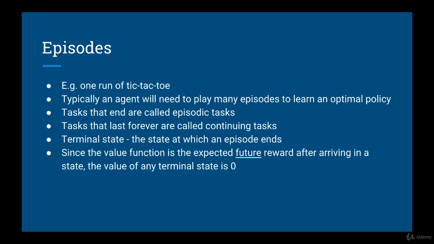Another key concept is that of an episode. This is like one run of tic-tac-toe. Typically, our agent will need to play many episodes in order to learn the optimal policy. Tasks that have endings like this are called episodic tasks. Tasks that can last forever are called continuing tasks. The state at which an episode ends, or in which no further action can be taken, is called a terminal state. Because the value function is defined as the expected return after arriving in a state, and the return is the sum of all future rewards, this means that the value of any terminal state is 0.